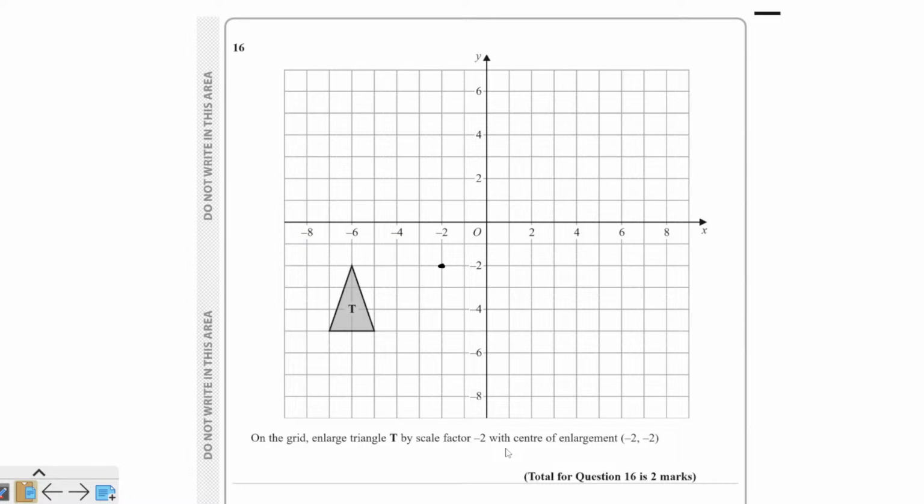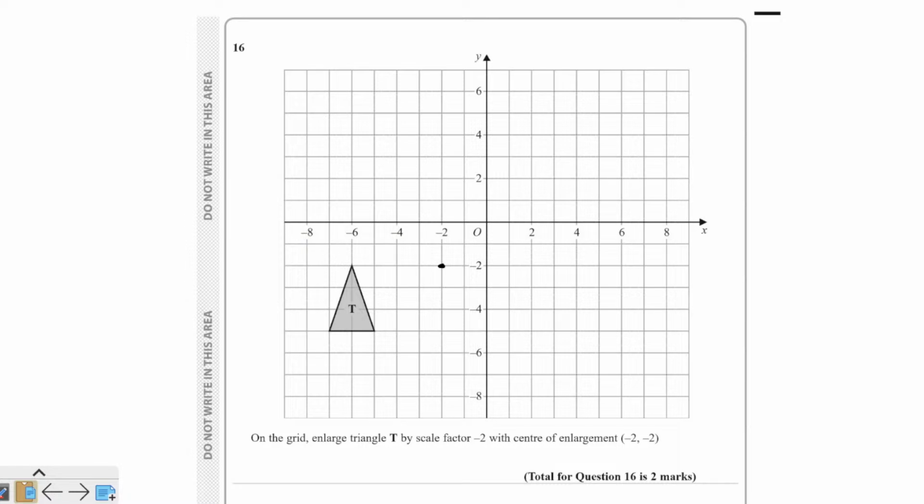Obviously, 2 as a scale factor is going to double it. Not only will it double the triangle size, but it will double the distance. You see this kind of like distance here? It will double that space. But the negative inverts it. So it's not just going to be like over here. And you can tell that because obviously there's no space. It's actually going to be upside down over here somewhere.